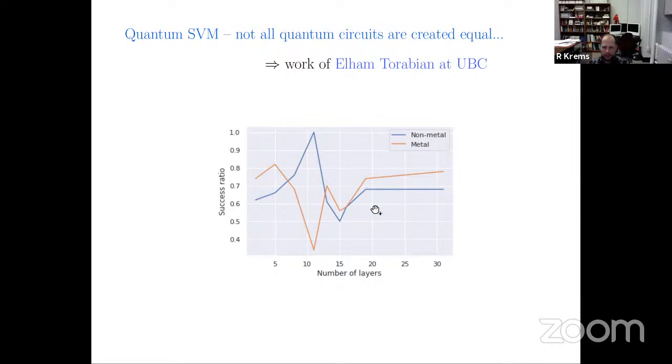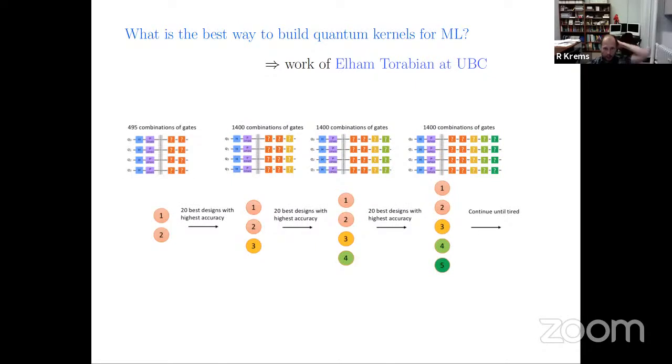So, which basically is to say that the way you design those quantum circuits for quantum SVM matters quite a lot, and then of course raises the question of how should one build proper quantum kernels. So this is one of the algorithms that Elham came up with. It's a greedy search algorithm that builds those quantum circuits layer by layer.